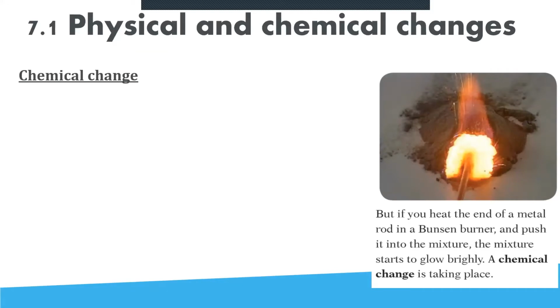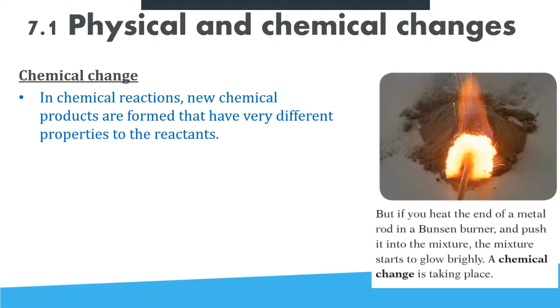But when compared to chemical change, for example, as you can see in the picture, there is a combustion reaction that is going on. If you heat the end of it in a Bunsen burner and push it into the mixture, that is the iron and sulfur mixture, the mixture starts to glow brightly. There is a chemical change that is going on. So in a chemical reaction, new chemical products are formed, and they have very different properties than the reactants.